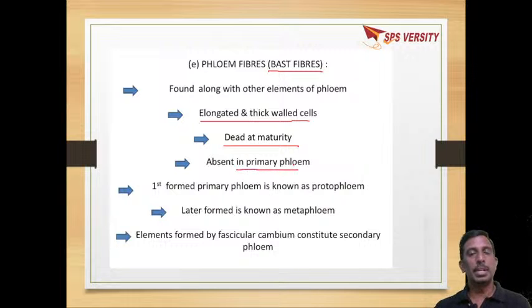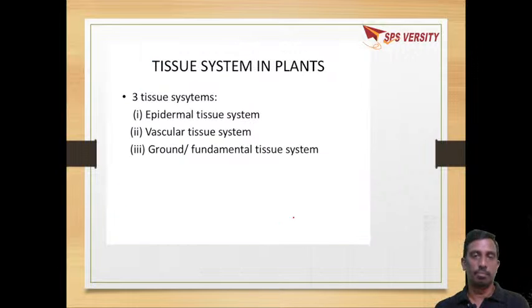और phloem में भी types रहता. First formed phloem उसको क्या बोलते हैं कि protophloem, जैसे xylem को protoxylem. Later formed phloem इसको क्या बोलते हैं कि metaphloem. And secondary phloem which is formed during secondary growth. So that is the secondary phloem.